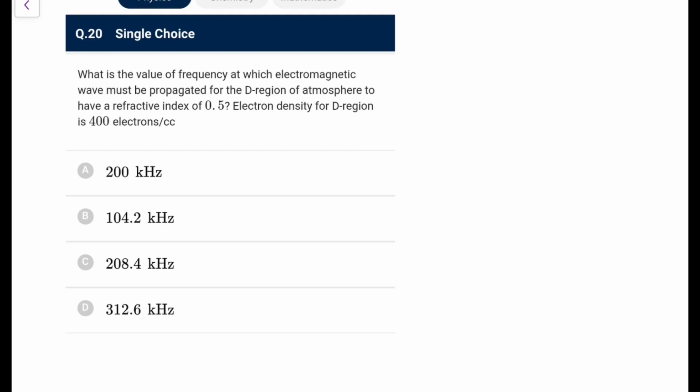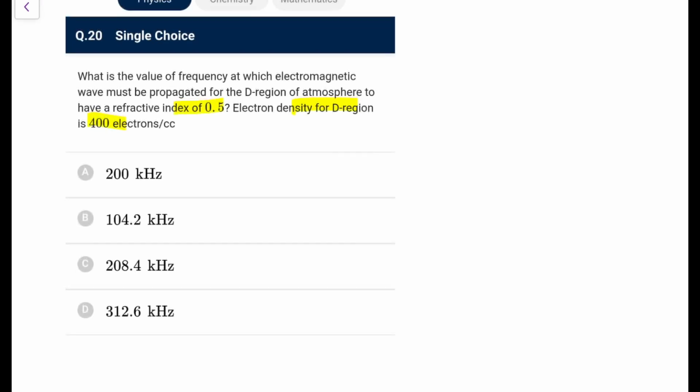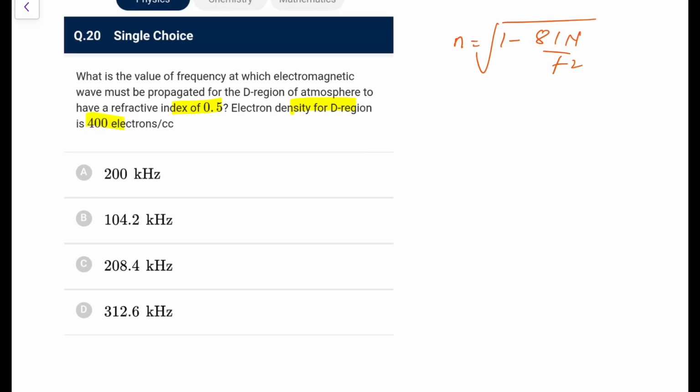What is the value of frequency at which the EM wave must be propagated for the D region of the atmosphere to have a refractive index of 0.5? Electron density for the D region is 400 electrons per cc. Here you have to use the formula of refractive index, which says n is the square root of 1 minus 81 N by f square. I doubt we generally study this formula, but you are forced, this is how you will do it.